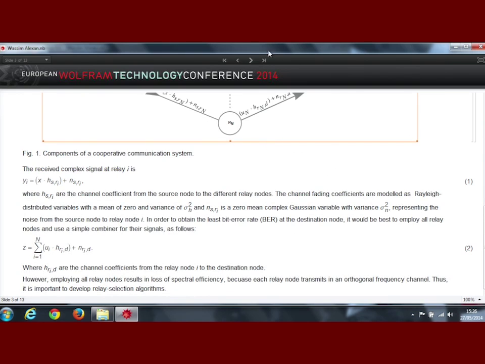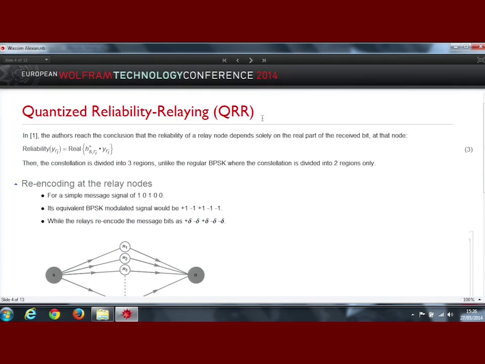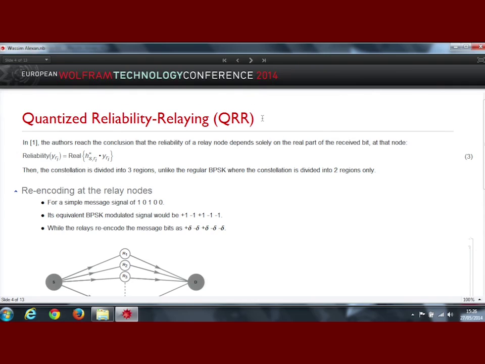And we decided to use a quantized reliability relaying scheme. It simply says that the way to select and activate the relay node is based on calculating the log likelihood ratio of the received signal at any given node. And this ultimately depends on the real part of the conjugate of the complex channel fading coefficients multiplied by the received signal.